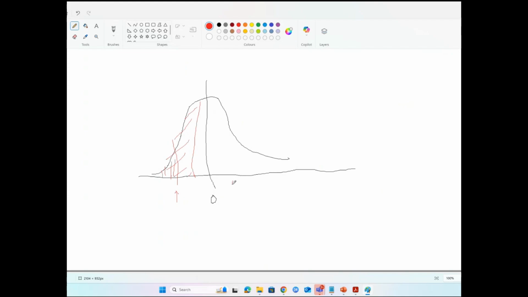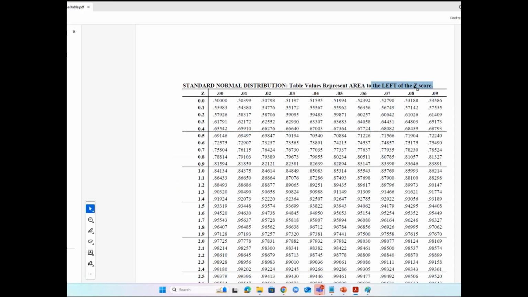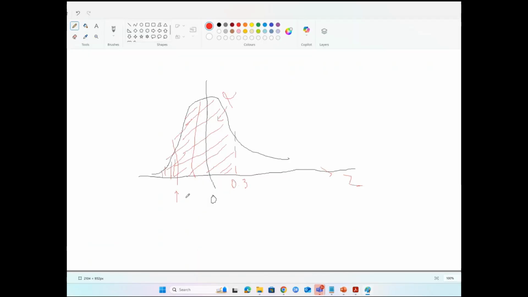So let's say I look at Z 0.3, because the x-axis is Z, right? Then the alpha value will be this whole area, because it says to the left of the z-score. What is the z-score? Z-score is the value along the x-axis. So it says to the left. Now this is a z-score.